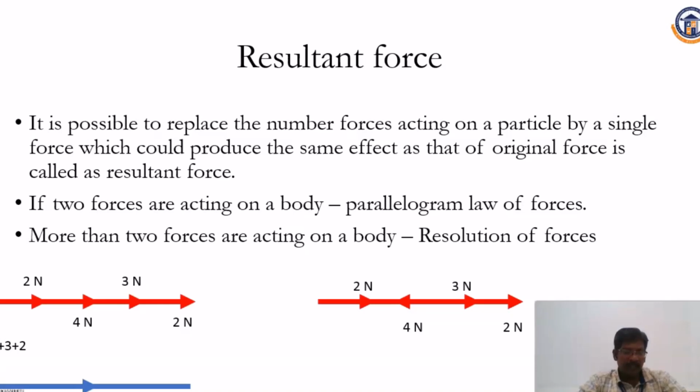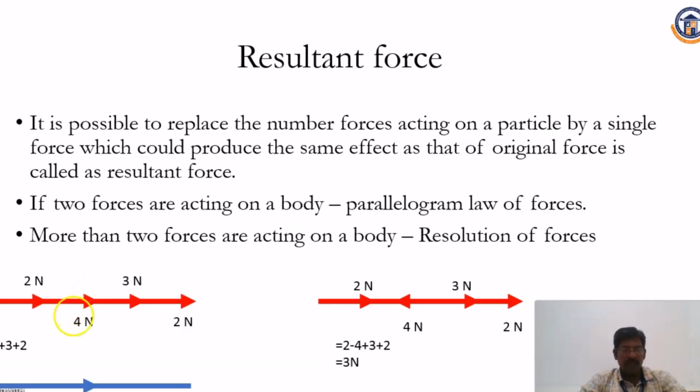You can see a similar thing here: a 2 Newton force acts in the right hand side direction, then a 4 Newton force is acting along the left hand side direction, and another 3 Newton and 2 Newton are acting in the right hand side direction. Now, to find the resultant force, 2 Newton is right hand side, 4 Newton is left hand side so it takes a negative sign, and the other 3 and 2 are added. So you get a resultant force of 3 Newton. This can be expressed in this way.